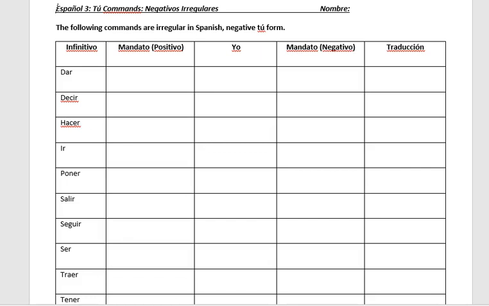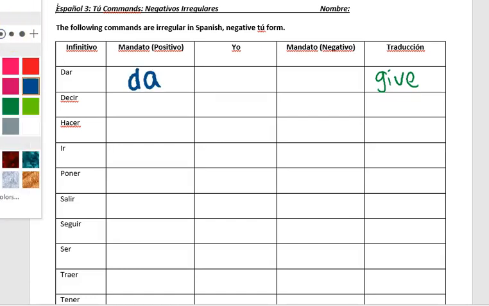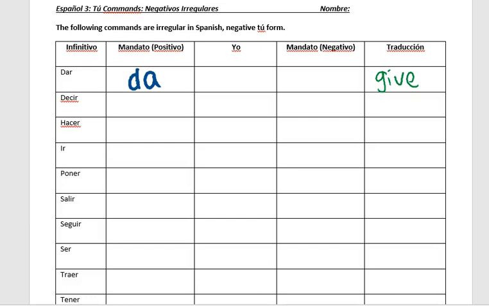The first thing I'd like you to do is go through and fill in the positive commands as well as the traducción en inglés. So like for dar, we know dar is to give, and then your positive command is da. So go through, take a couple minutes, and do both of those things, please.